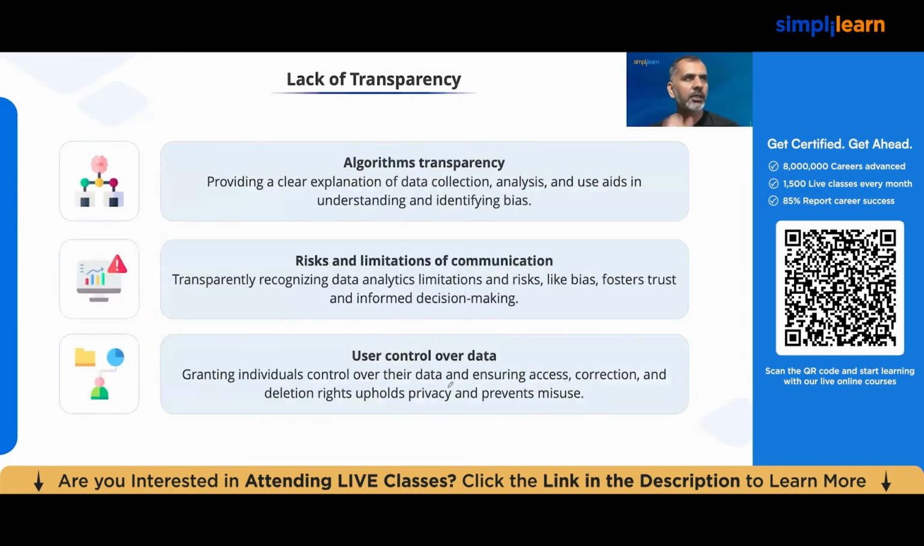Okay, so now let's move to the third, which is lack of transparency, guys. So first is bias and discrimination, then privacy, and third is lack of transparency.